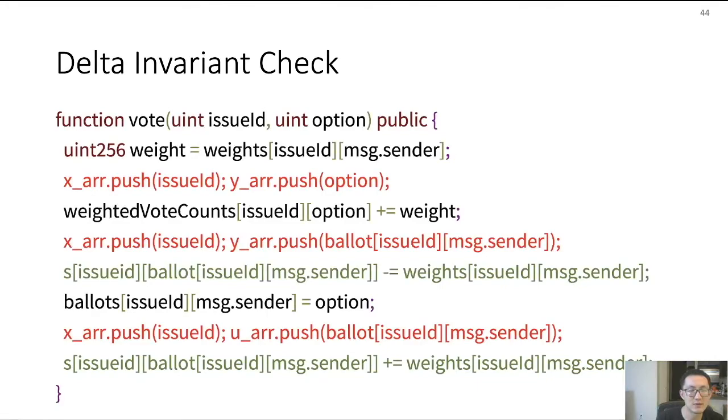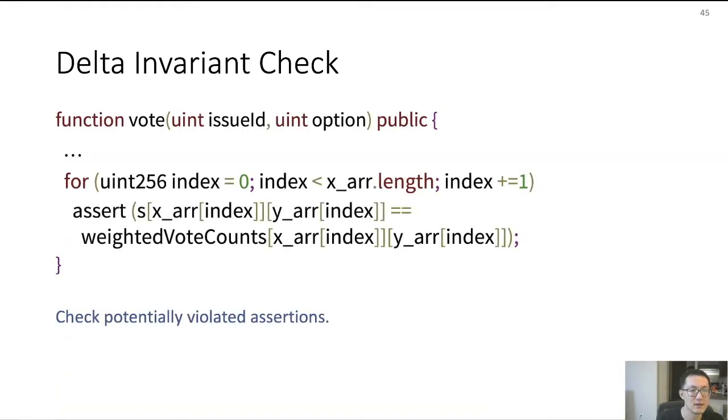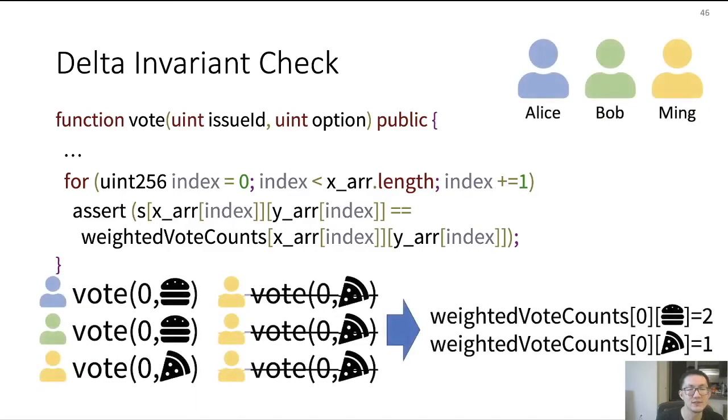Same as weighted vote counts, Solythesis also determines that the write operation of state variable S may cause the contract to violate the for all invariant. It instruments the contract accordingly. Solythesis finally instruments a loop at the end of the transactions to only check these potentially violated constraints. With these instrumentations, the later transactions initiated by the attacker are rejected because they break the invariant.